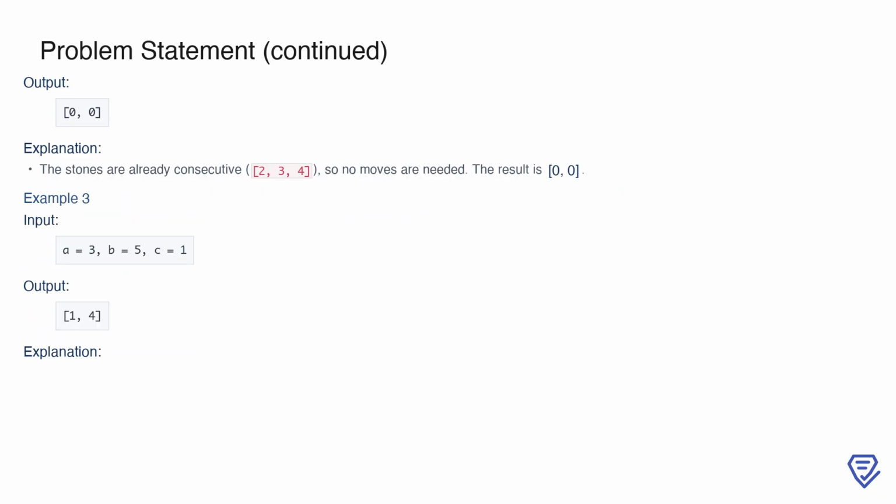Now consider another example where the input positions are a equals 4, b equals 3, and c equals 2. For this case, the stones are already in consecutive positions, 2, 3, 4. Since no moves are needed to make the stones consecutive, the output is 0, 0. This highlights an important edge case: when the stones are already consecutive, both the minimum and maximum number of moves required will be 0. The problem handles such scenarios by checking the initial positions before attempting to calculate the moves.